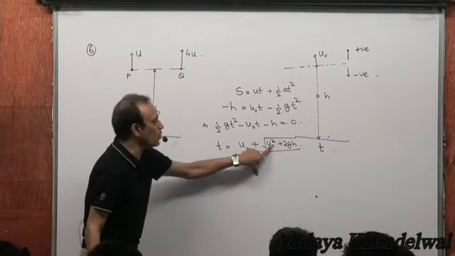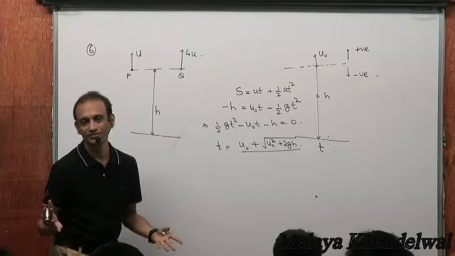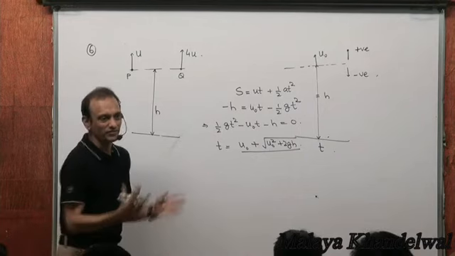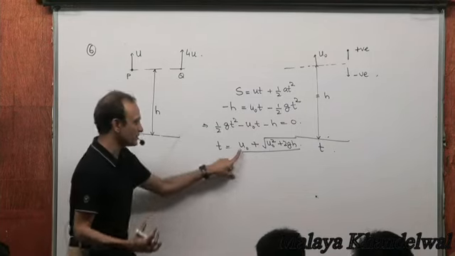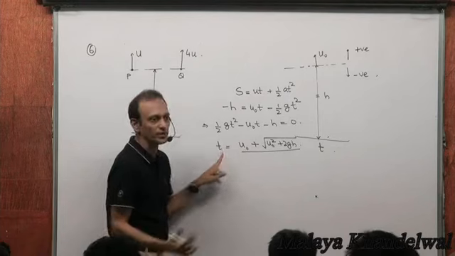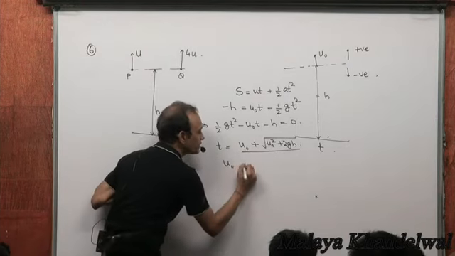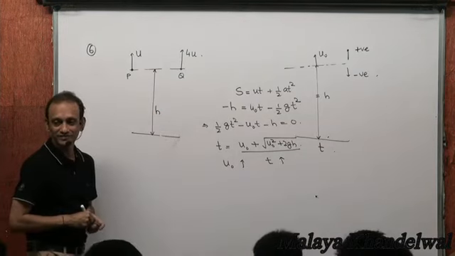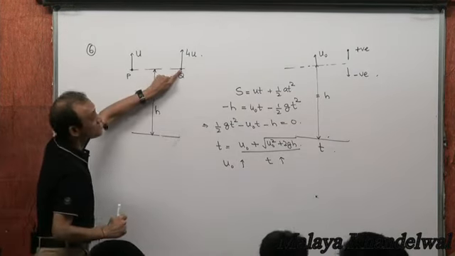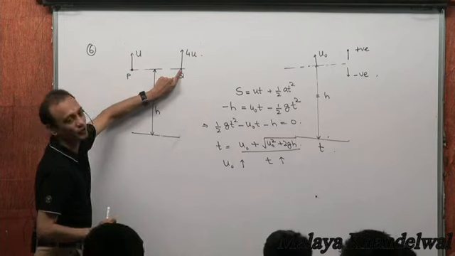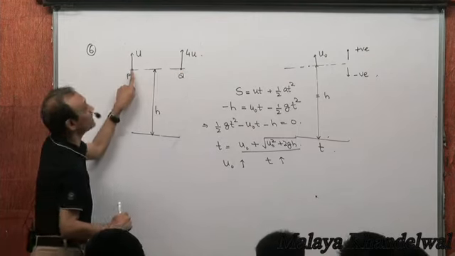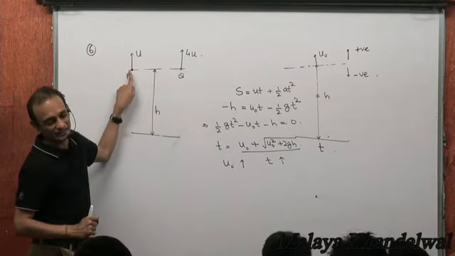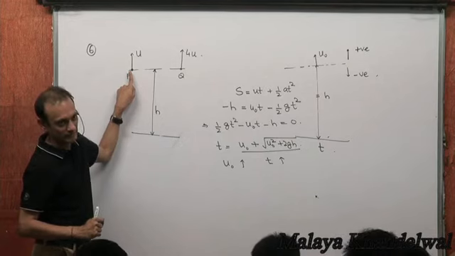So if u naught is more, time taken will be more. Isn't it? Do you realize that? If I increase u naught, t will be more, right? If u naught increases, time increases. It will take more time. Yes or no? So in this case, this has more velocity, it will take more time. So which will reach the ground earlier? P will reach the ground earlier. P will take less time. Yes or no?